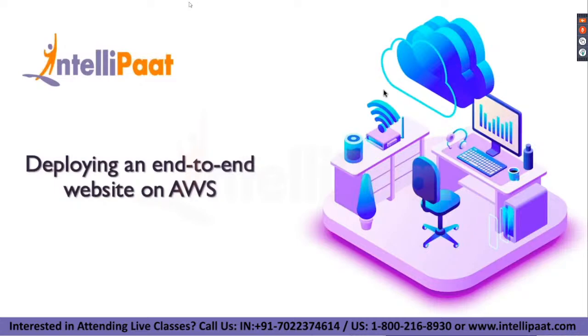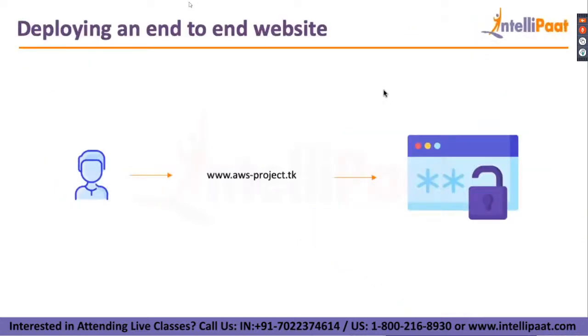Let me first tell you what we are basically going to deploy today. So guys, we are basically going to set up something like this today. So we as a user, we will try to go to a URL like www.awsproject.tk, and this domain should basically route us to our website. Okay, now what will our website be able to do? Let me quickly show you.